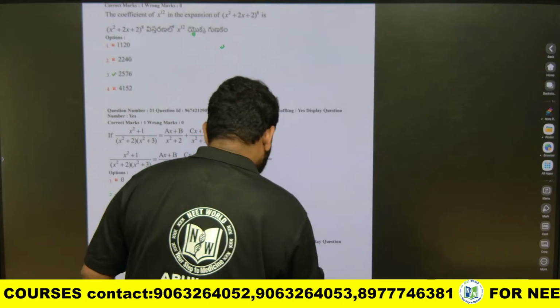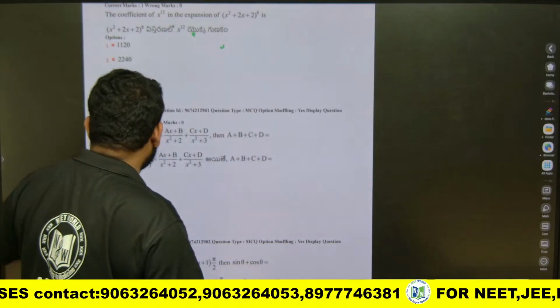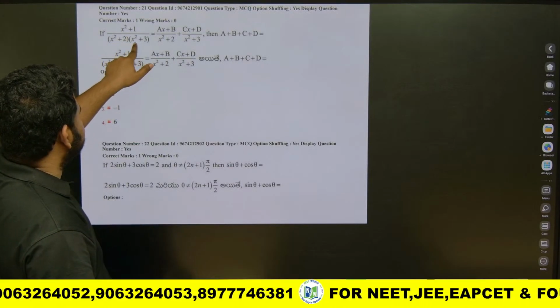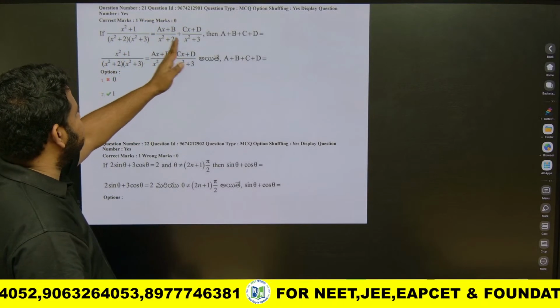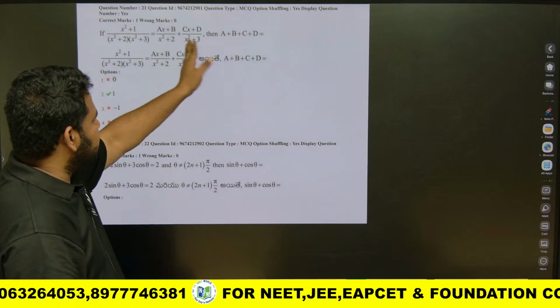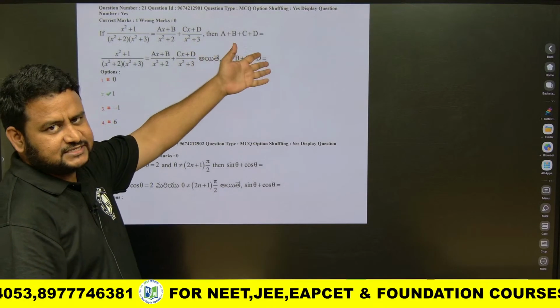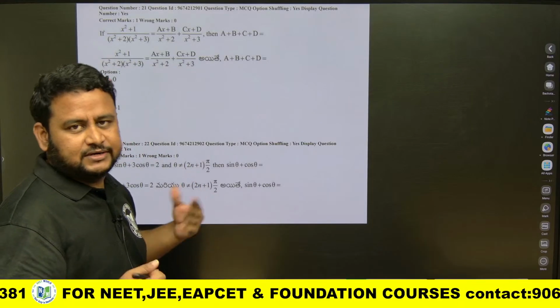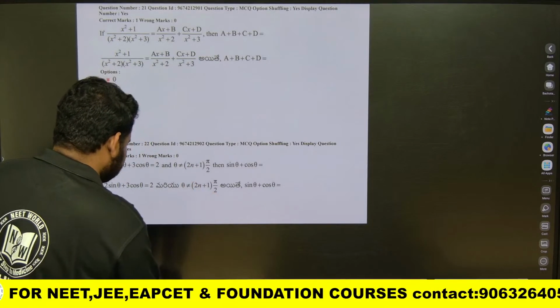Now, next, have a look at this question, friends. They are telling: if (x square plus 1) by (x square plus 2)(x square plus 3) is equal to (ax plus b) by (x square plus 2) plus (cx plus d) by (x square plus 3), then a plus b plus c plus d is equal to what? This is from partial fractions, a direct question. So how to solve this question?